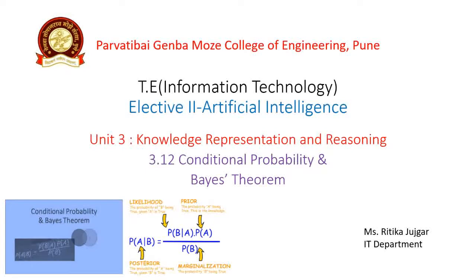So in the course of Artificial Intelligence, we discuss Unit 3. Unit 3 is based on knowledge representation and reasoning, where we already discussed the concept of knowledge representation and reasoning also. Okay. So in this video we are going to discuss conditional probability and the Bayes theorem. So let us discuss here.